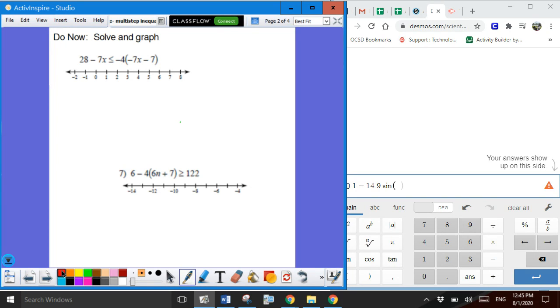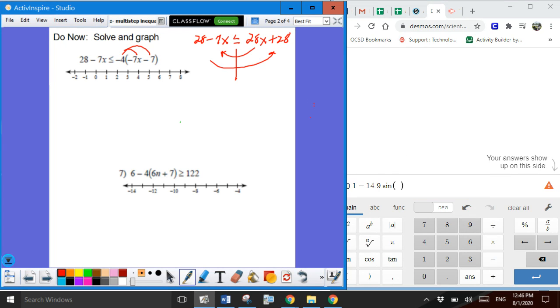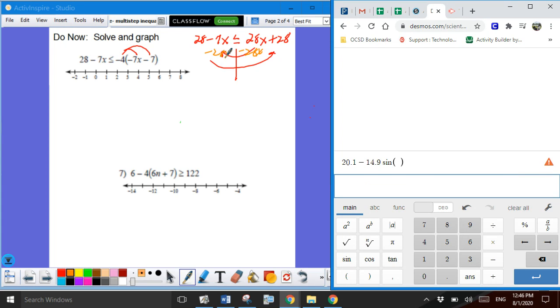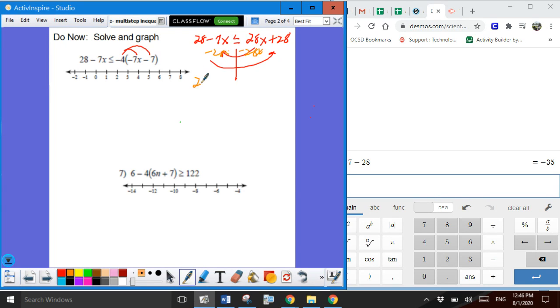So notice how I have variables on both sides. And I'm going to need to do some distribution. So I've got to distribute here. So I have 28 minus 7x less than or equal to 28x plus 28. Okay, so we're going to move x's this way, numbers this way. So let's go ahead and move the 28x. So minus 28x. Negative 7 minus 28 is going to give us a negative 35. So I have 28 minus 35x less than or equal to 28.